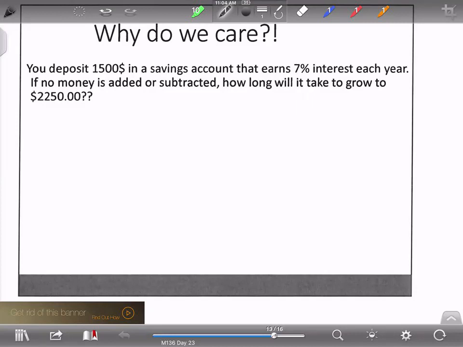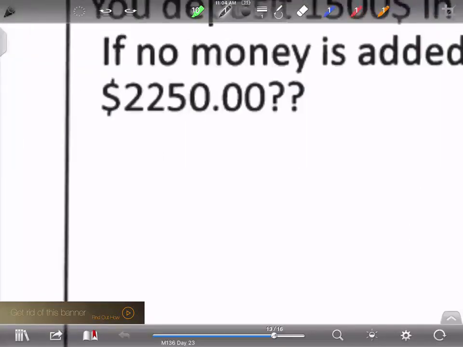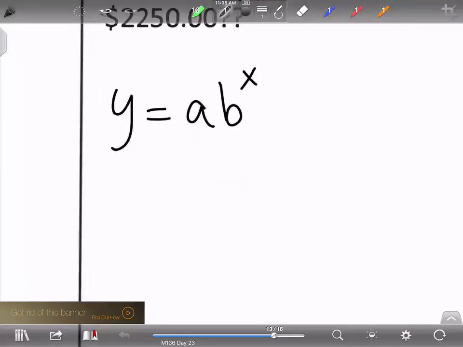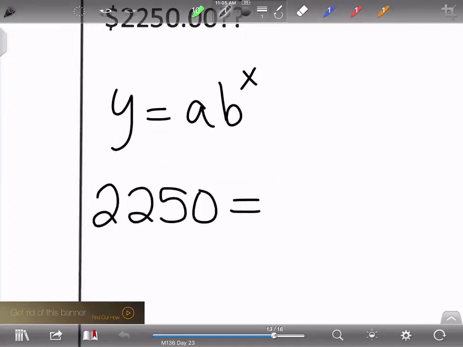So in this case, we're trying to solve for that x. So this does not have interest being compounded multiple times per year. So we can just use y equals a times b to the x power. Remember, y stands for the amount of money in the account at the end, which is $2,250. A stands for the initial amount. The initial amount that was invested is $1,500.